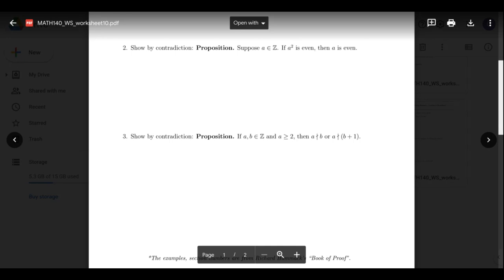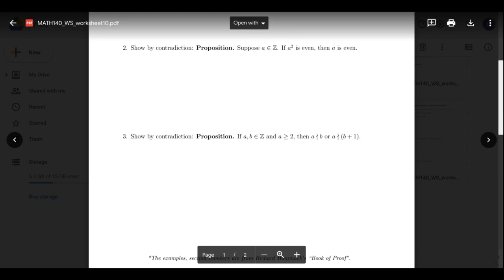Okay, Patrick, same thing. You see the statement is if a square is even, then a is even. So P is the statement a square is even, and Q is the statement a is even. We want to follow P and not Q. So this is our assumption. We assume P and not Q. So what does it mean? We assume a square is even and a is not even. Okay?